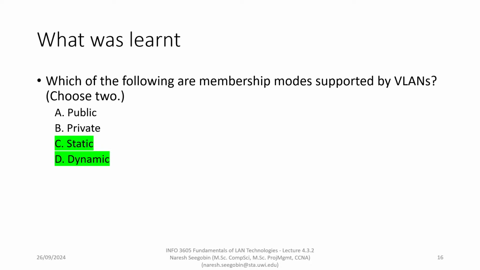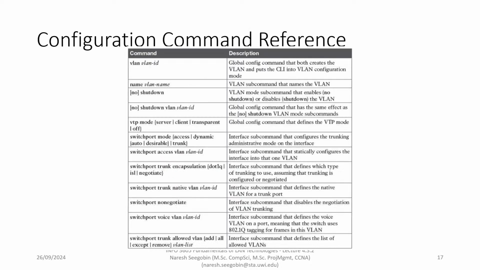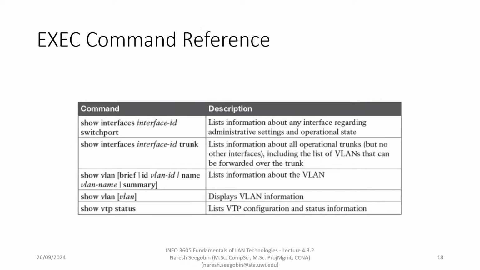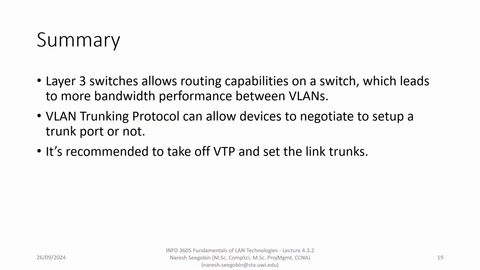This is part of something called DTP as well, Dynamic Trunking Protocol. In most cases we turn this off. We don't want this on. We don't want it to go from trunking to access. Right? So let me just finish that. Configure commands you can check. And there is a summary here. So that's 4.3.2.